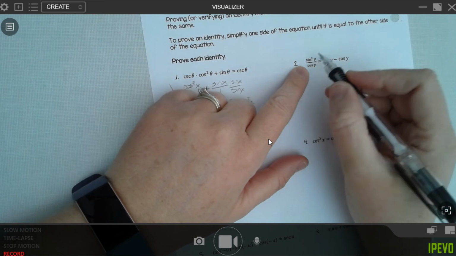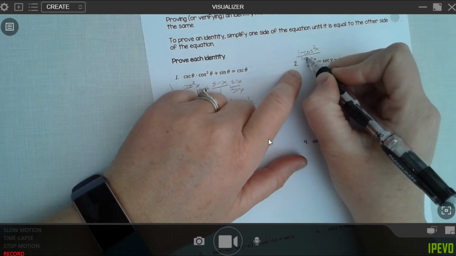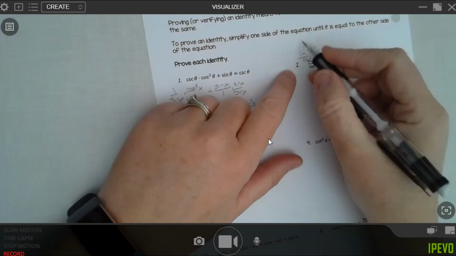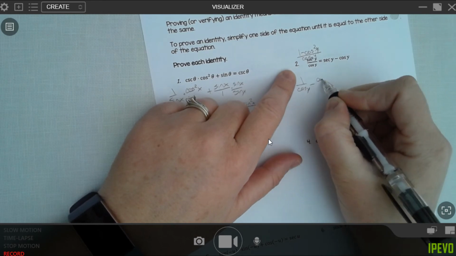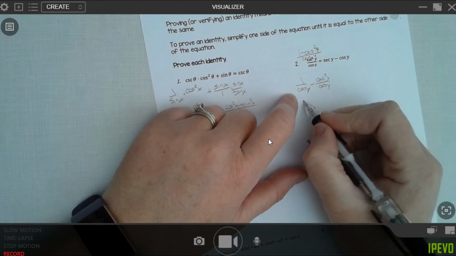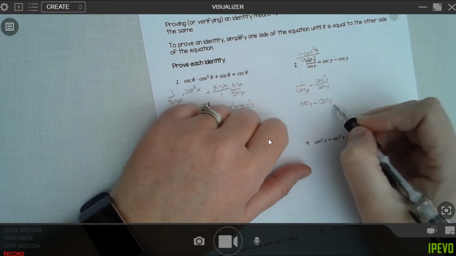So sine squared I know is the same thing as 1 minus cosine squared of x. And then I have a cosine, oh, they're y's, over y. And when there's only one thing on the bottom, I could split these up. So I could get 1 over cosine of y minus cosine squared of y over cosine of y. This becomes secant of y. This becomes cosine of y, and you're done.